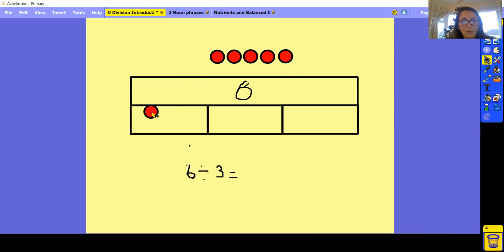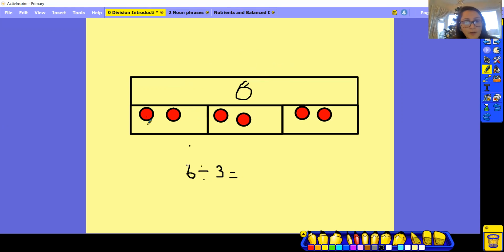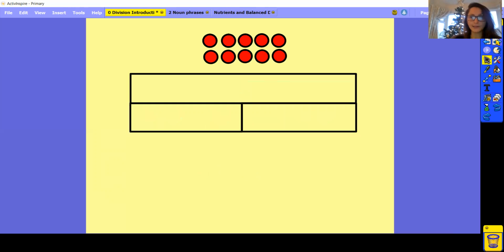So we've got 1, 2, 3, 4, 5, 6. So in each group, there are 2. And there's no remainders, so this makes it nice and easy. So we've got 6 divided by 3 equals 2. Okay, so the answer will be 2. So well done if you managed to have a go at that one and you got it right. So next one. Again, have a quick pause, have a go.